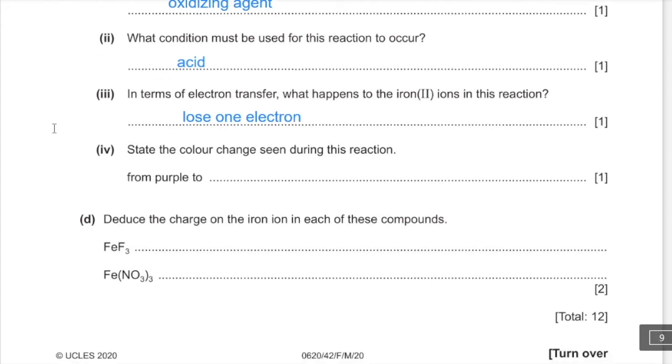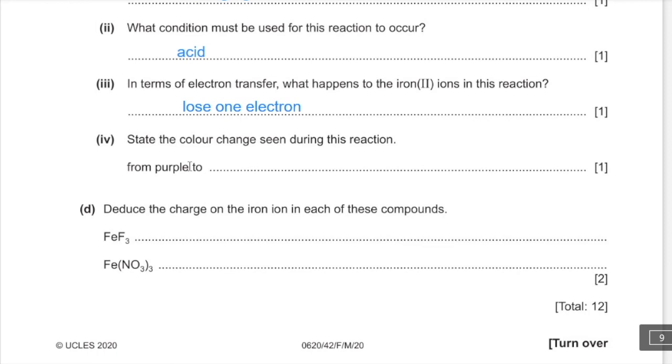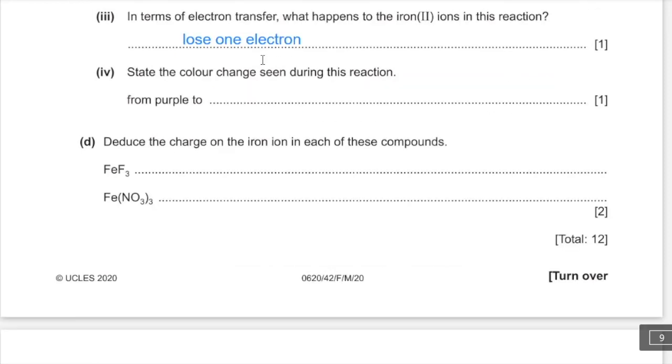4. State the color change seen during this reaction from purple to. So the color change over here occurs due to potassium manganate, which is from purple to colorless.